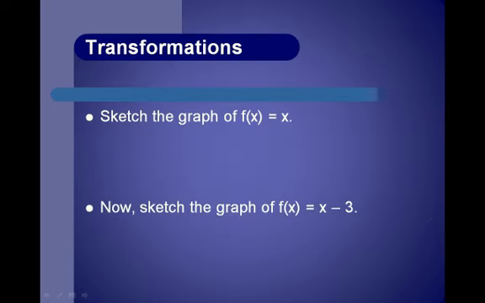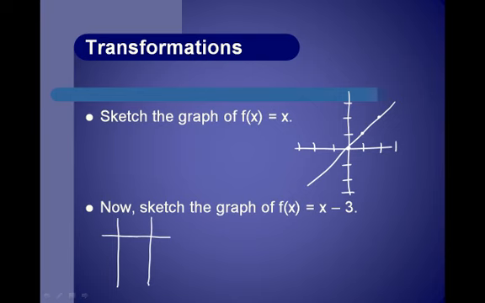Okay, so now we're going to talk about transformations, and we're going to use those 5 basic graphs to graph more complicated functions. So for the first example, to sketch the graph of f of x equals x, we realize this is an identity function. The identity function says if x is 0, y is 0, if x is 1, y is 1, if x is 2, y is 2, and f of x goes right down through all of those 3 points.